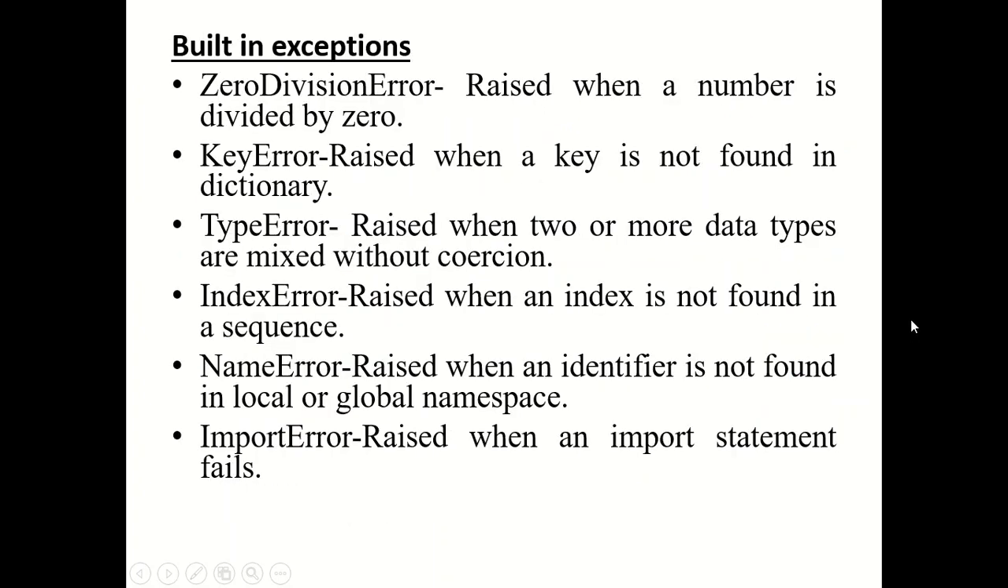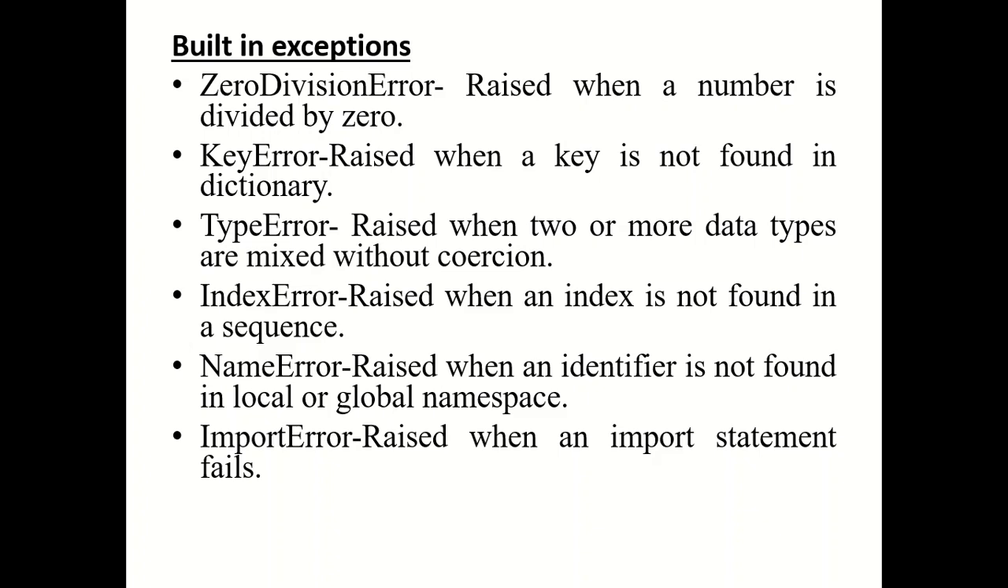Some types of built-in exceptions. First one is zero division error, raised when a number is divided by zero. This is one kind of built-in exception. Key error, raised when a key is not found in the dictionary. The dictionary structure contains keys and values. If the key is not found, it shows an error called key error.